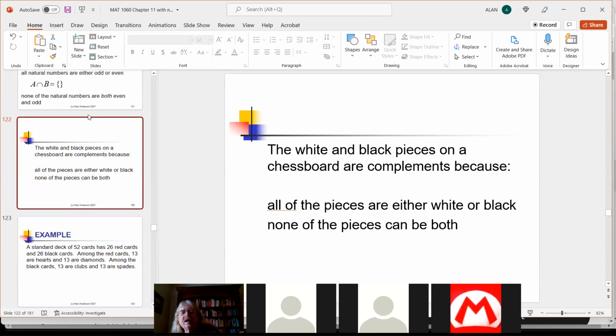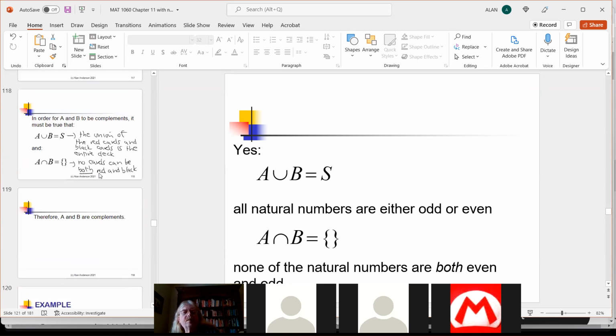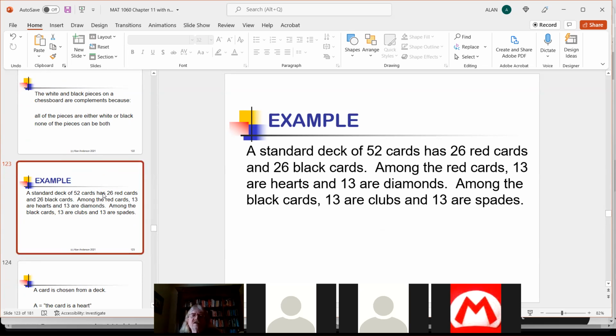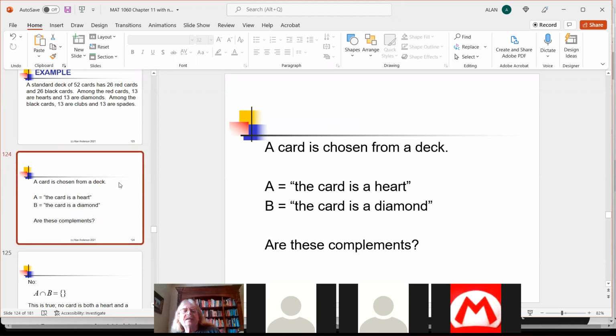So now, instead of having white and black pieces on a chessboard or odd and even numbers or red and black cards, what's happening here is that I'm taking a standard deck, which, in case you've forgotten, there's 26 red and 26 black cards. Among the red, there are 13 hearts and 13 diamonds. And among the black cards, there are 13 clubs and 13 spades. Now, what if I pick a card from the deck and define the following events? A means the card is a heart. B means the card is a diamond.